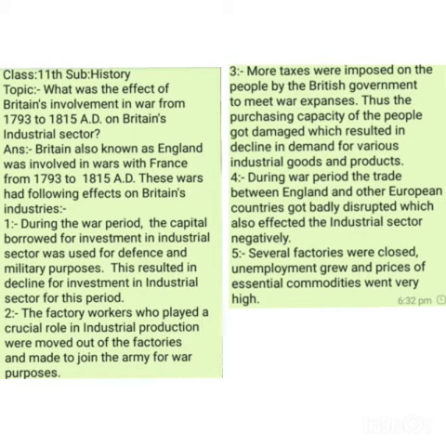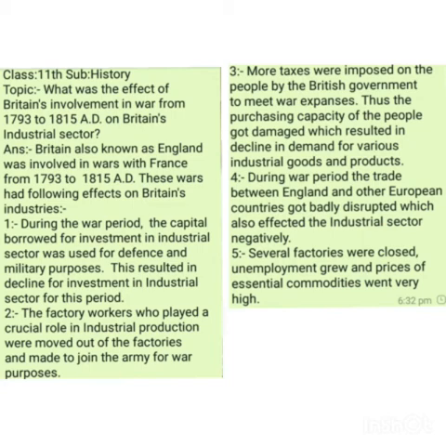Number four, trade between England and other European countries got badly disrupted. Dear students, when England was engaged in war with France for a period of time, England's trade with different countries got affected. Through this trade, England used to export finished machinery goods to different countries. But due to war, when these exports did not take place, trade of these goods with different countries was also affected during the war period, which in turn affected the industrial sector as well.